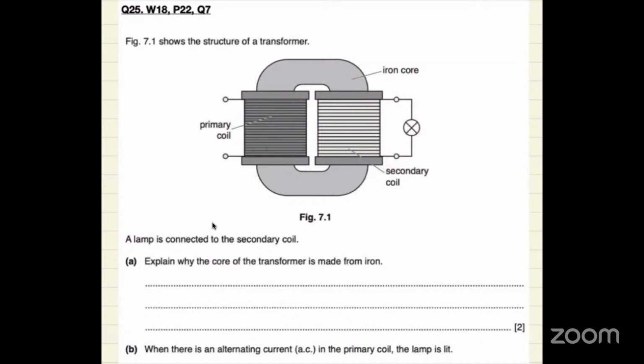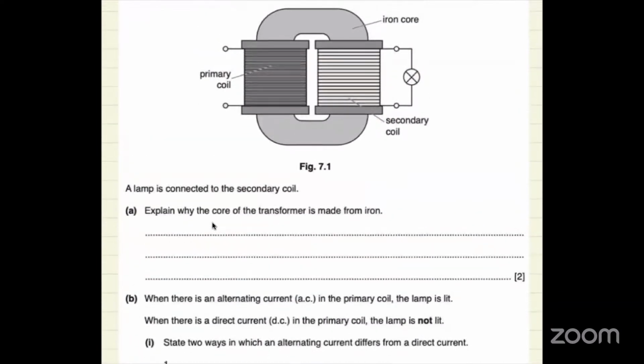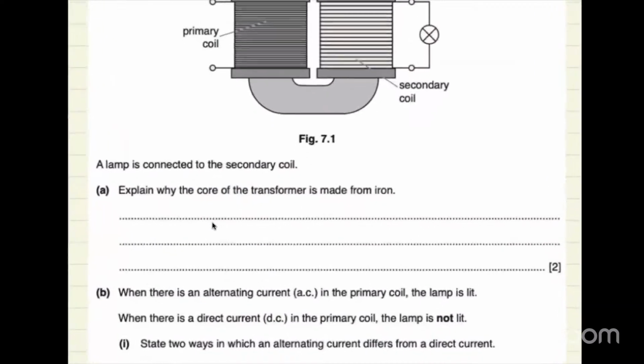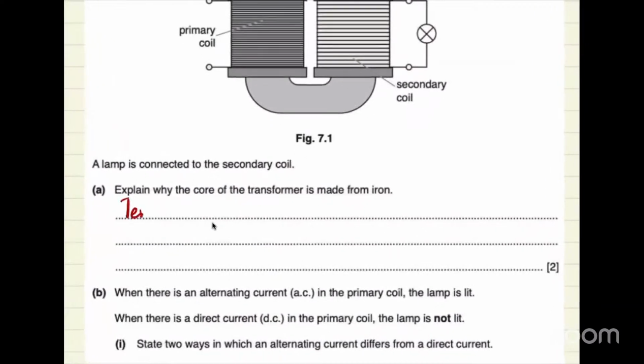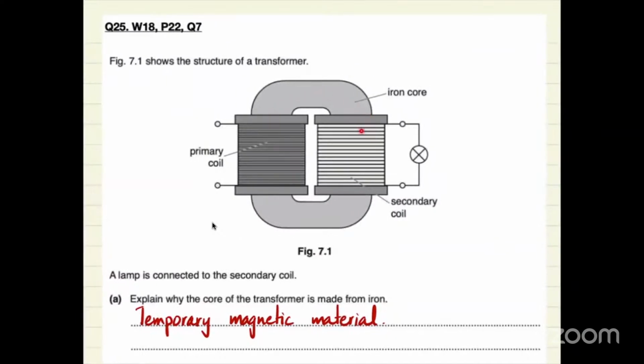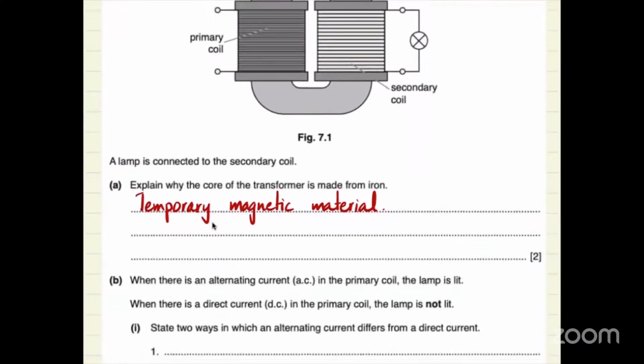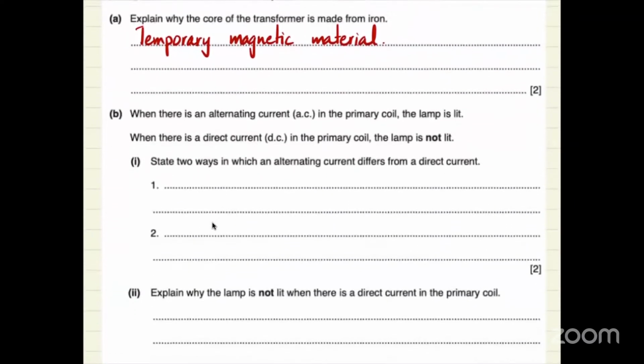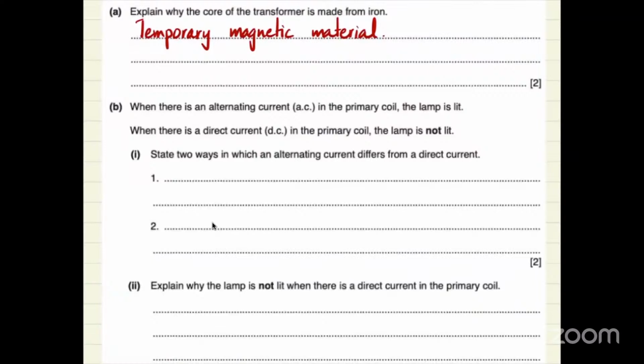All right. Here it asks, explain why the core of the transformer is made of iron. You would say that's because this is a temporary magnetic material. So it passes on the field produced by the current in this coil onto this coil, which allows the production of EMF on the secondary side. When there is an alternating current in the primary coil, the lamp is lit. When there is a direct current in the primary coil, the lamp is not lit. State two ways in which AC differs from DC.